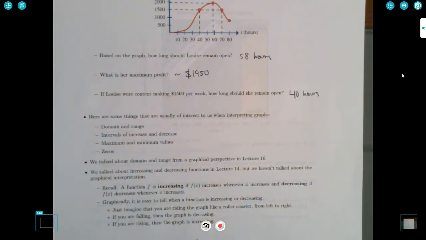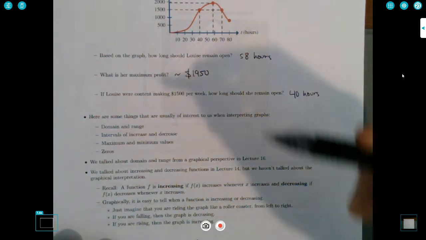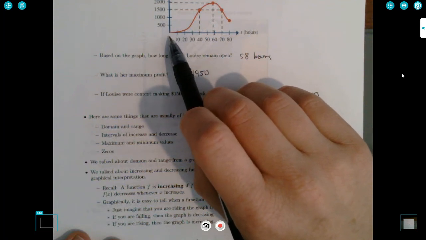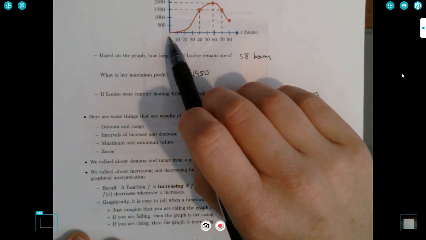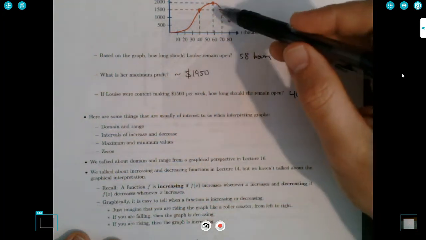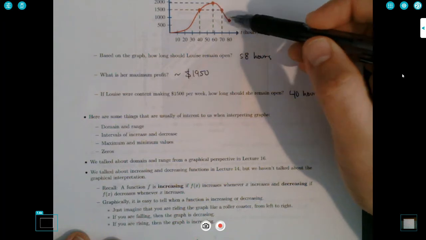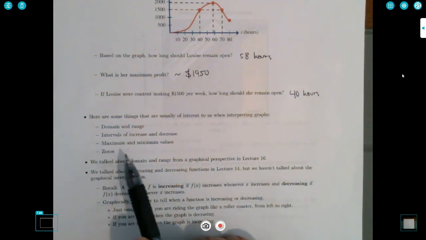Intervals of increase and decrease, right? So we want to know where the function is increasing. In the case of Louise up here, it looks like it's increasing. Her profits increase from 0 hours all the way up to about 58 hours, and then they start to decrease after that, right? So intervals of increase and decrease.